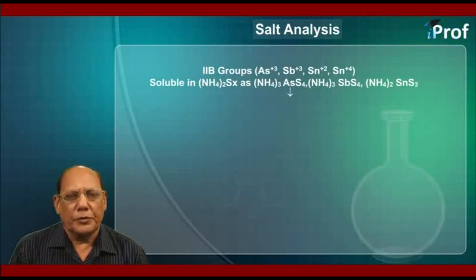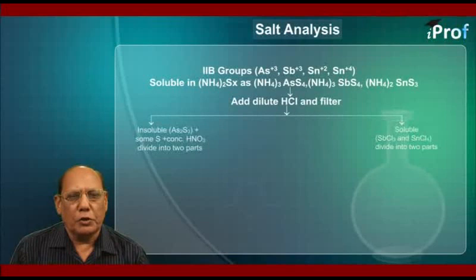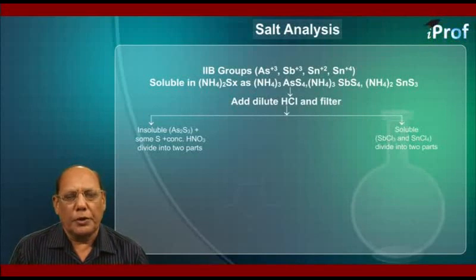Collect this solution and add dilute HCl and filter. The residue, or the insoluble part, remains As2S3 with some sulfur, while the filtrate, the soluble part, contains SbCl3 and SnCl4. Let us first discuss the filtrate, the soluble part.